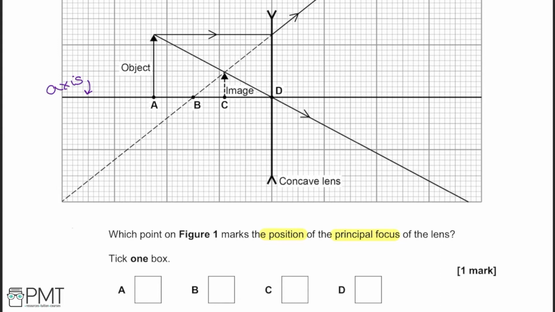So if we trace this refracted ray here back along this dotted line to the point where it meets the axis, we're going to get to point B. So that is going to be our principal focus and the answer to the question. So it's probably quite useful to remember here that the principal focus is the point at which the light appears to be coming from, but isn't the actual point where the light rays are focused by a concave lens.